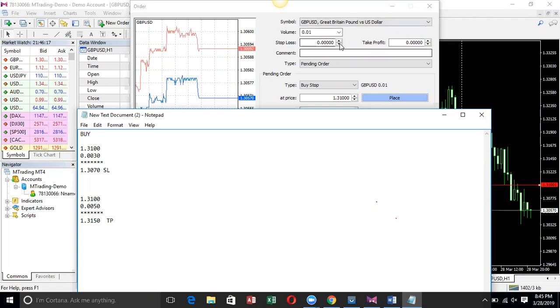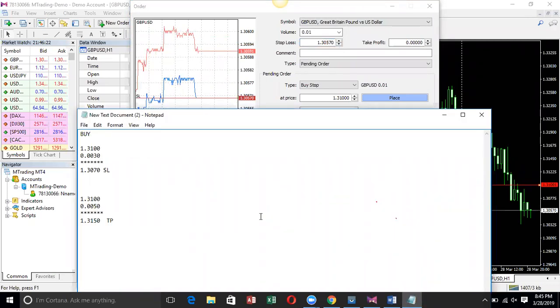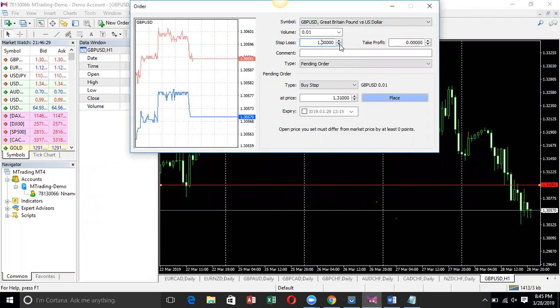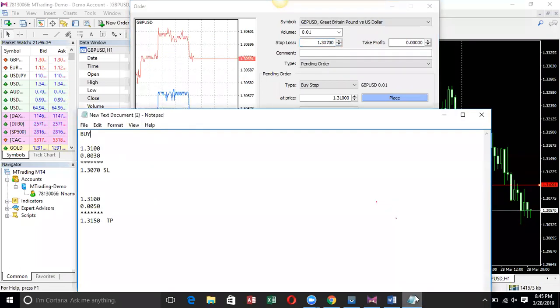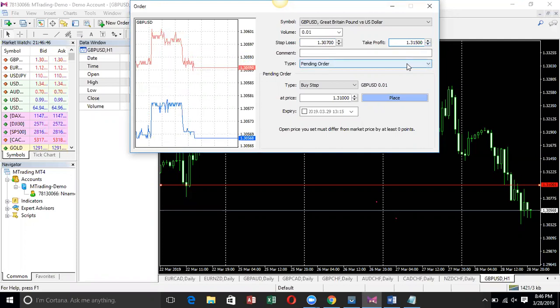So we will just put our stop loss here. Our stop loss is 1.3070. So we put 1.3070 here. Then our take profit is 1.3150. After that, the only thing we are expected to do is to click on place.